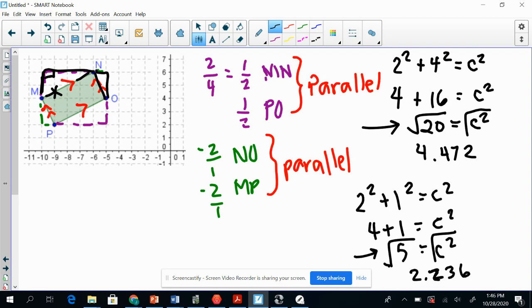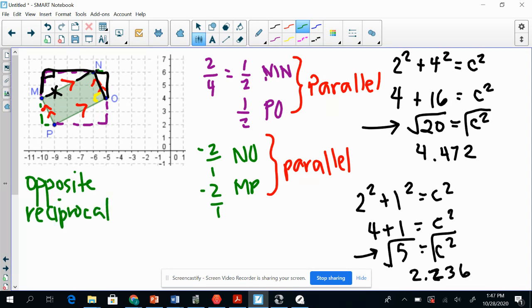Now, the only other thing you're missing for a rectangle is to prove that all 4 corners are 90 degrees. And so that would be perpendicular. So you want to prove this is a right angle. And the way you do that is opposite reciprocal slopes. You do the opposite, so one should be positive, one should be negative. And reciprocal, they should flip.